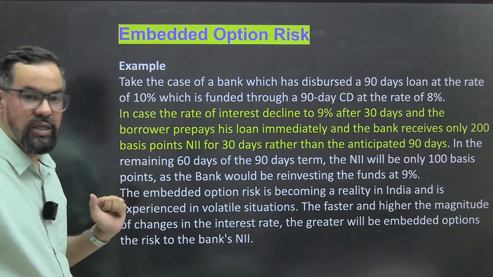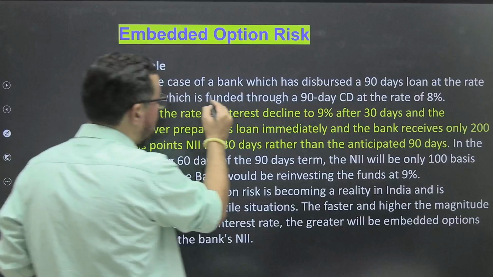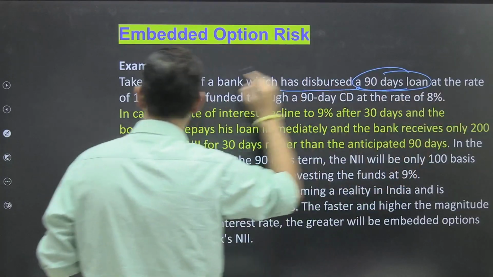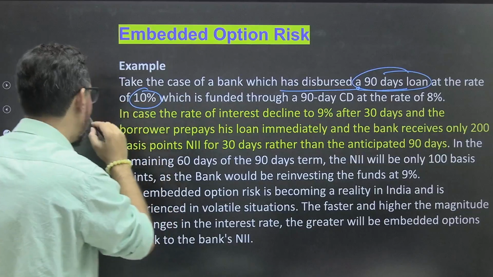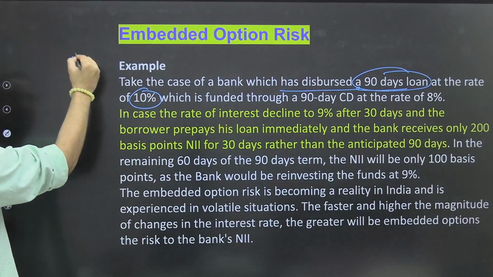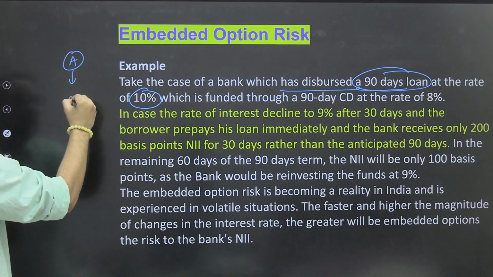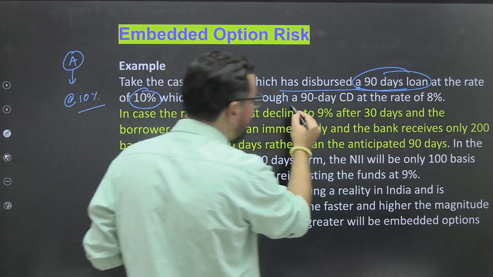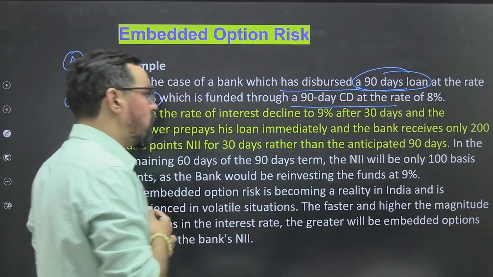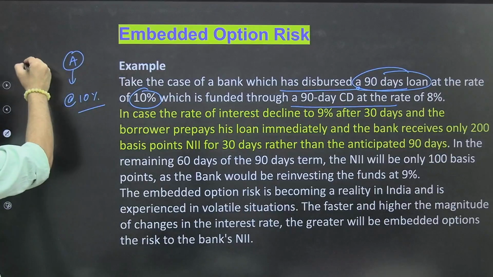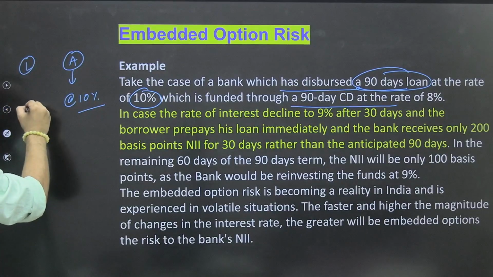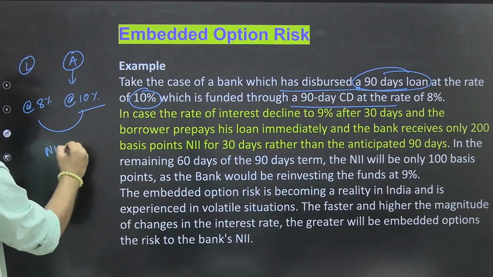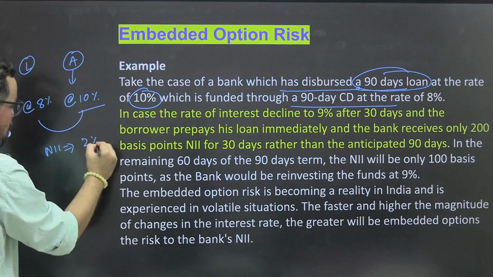Let's have one example also. Take the case of a bank which disbursed a 90 days loan at a rate of 10%. So we have created an asset at 10%, which is funded through a 90-day certificate of deposit at 8%. So our liability is basically at 8%. That means your initial NII is how much? 2%, or 200 basis points.